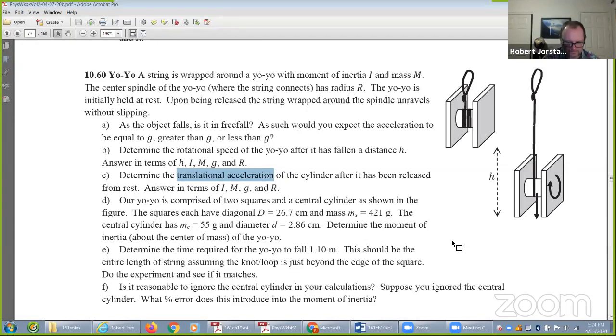Know torque, rotational and translational kinematics, and energy.